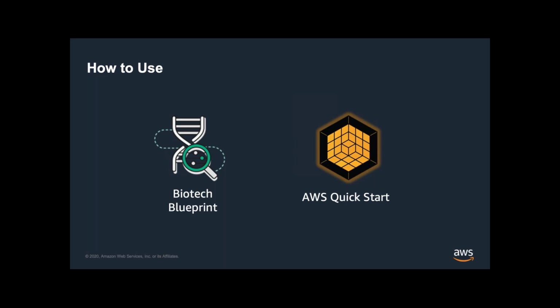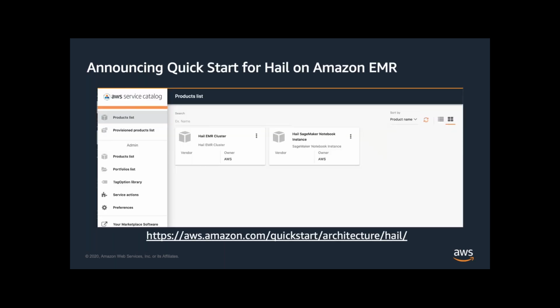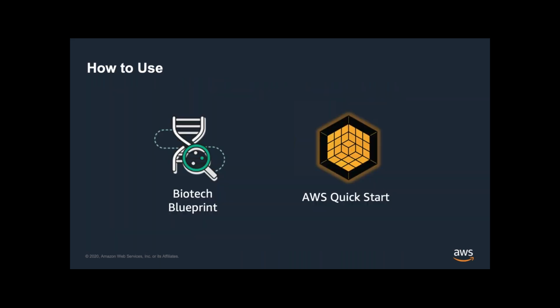So if you run the biotech blueprint, you'll see the Hail Quick Start as part of your biotech blueprint, or the Quick Start link that I showed here on this page, aws.amazon.com/quickstart/architecture/Hail, will get you into that Quick Start. We'll send a link out to all of the attendees after our conversation here today to go ahead and get started.